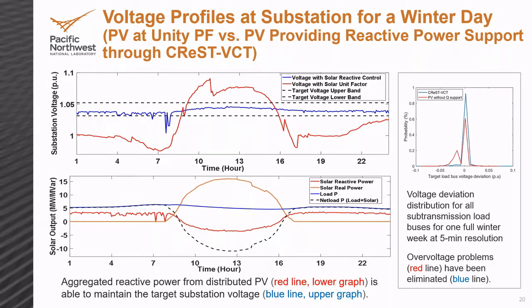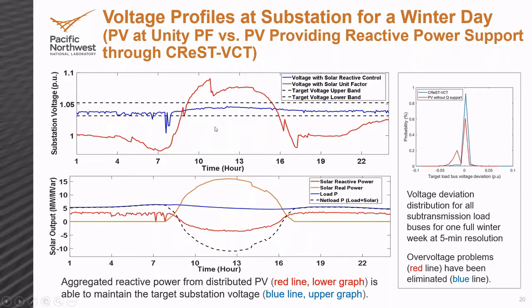So in the next couple of slides, I'm going to share some of the results we had in running simulation on the Duke Energy system. So this is a winter day, again modeling it at 5-minute resolution. We did compare between two scenarios. One scenario, business as usual, lets the PV operate at unity power factor, so the PV is not providing or absorbing any reactive power, versus another scenario where we are applying our tool, CReST-VCT.